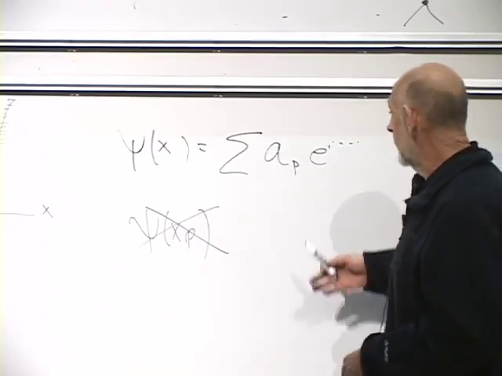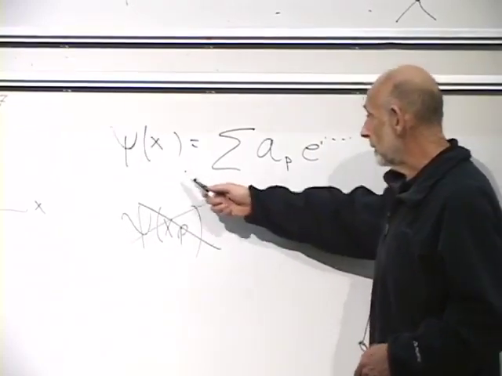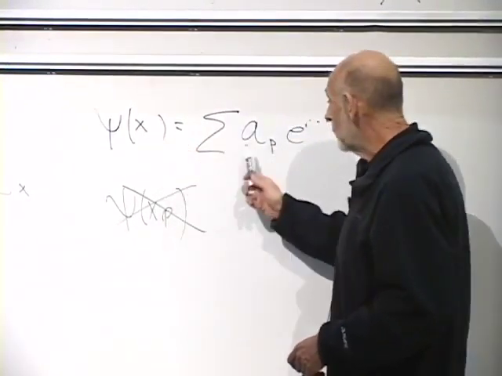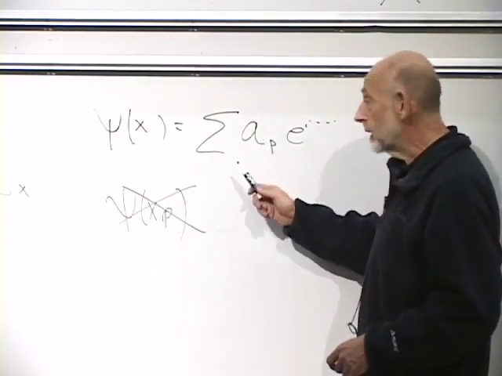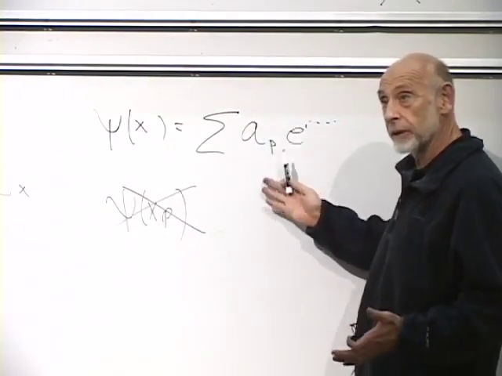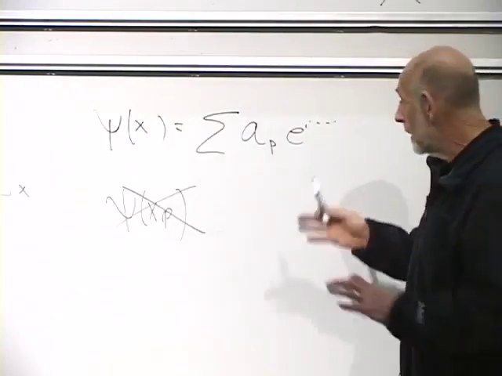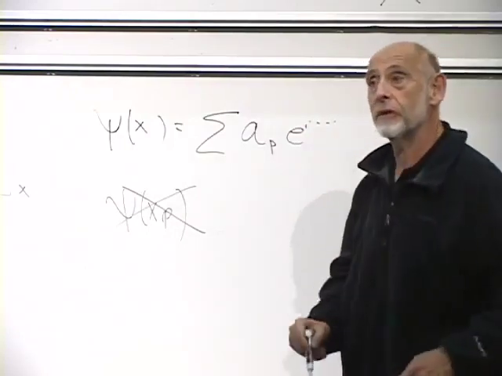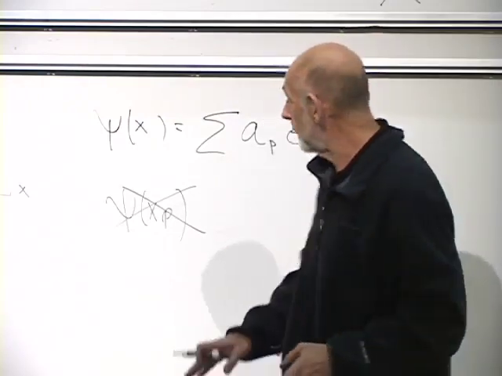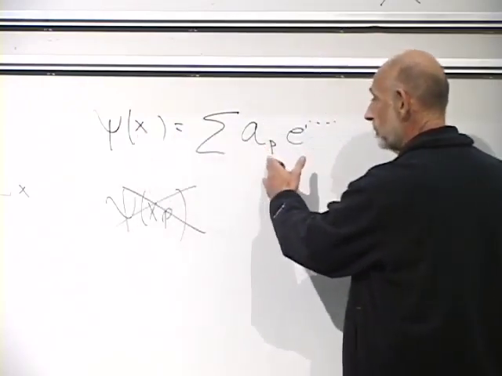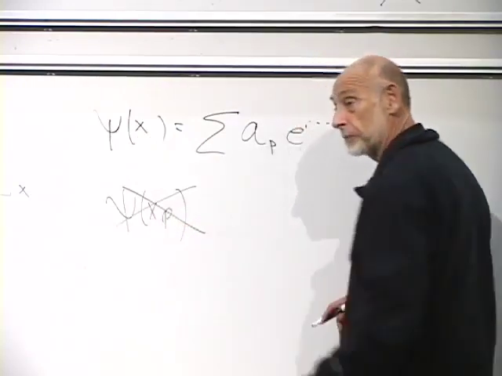What it says is that to build a function which is localized in position, you have to use a lot of momenta. To build a function which is localized in momentum, it's going to be spread over x. But this is exactly the same thing as in ordinary elementary quantum mechanics. You either have something which is a function of x or a function of p, and nothing which is a function of x and p. That's all.